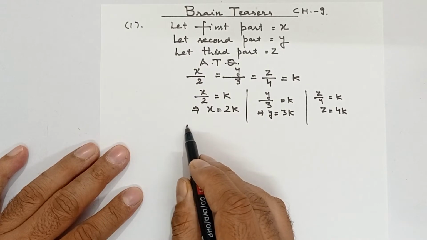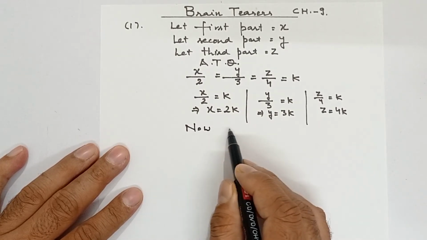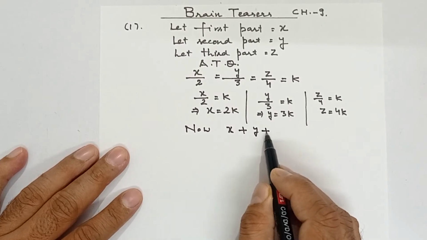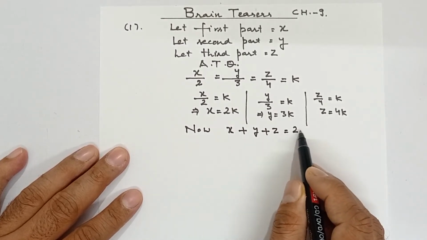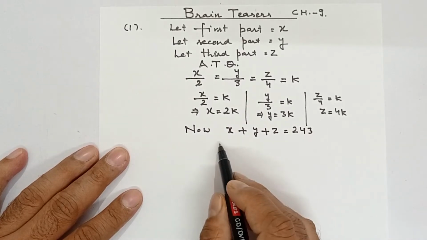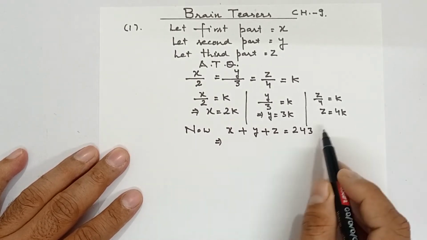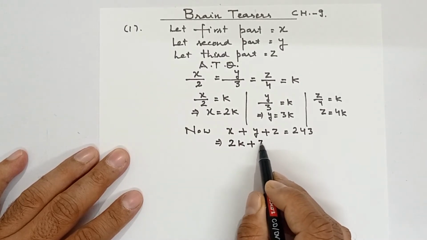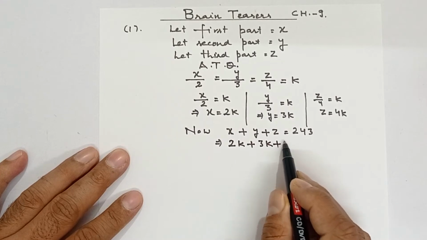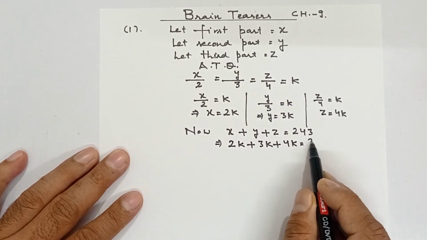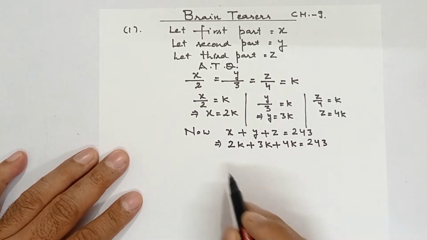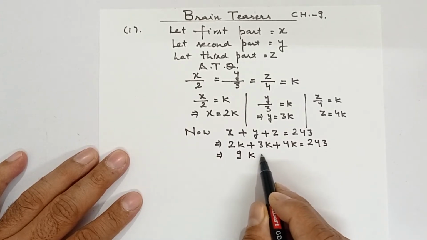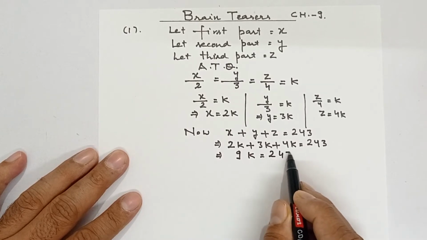Now total is how much? 243. So first part plus second part plus third part is equal to 243. Now we will substitute the values of x, y and z as obtained above. X is 2k, y is 3k and z is 4k, and it is equal to 243. So 3 plus 2 is 5, 5 plus 4 is 9k, and it is equal to 243.